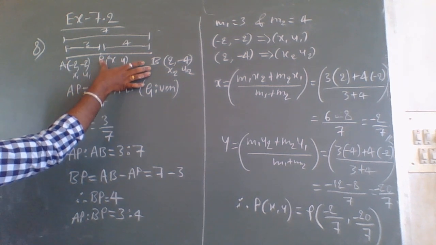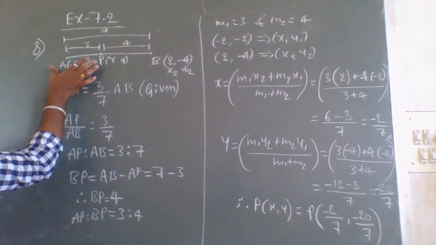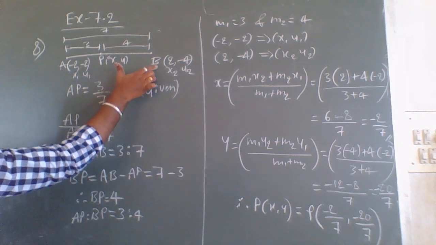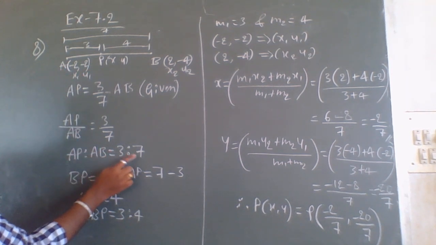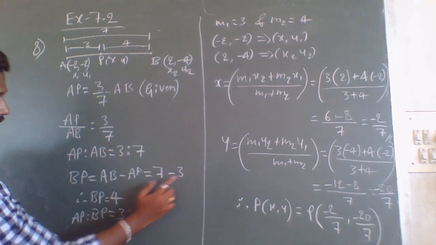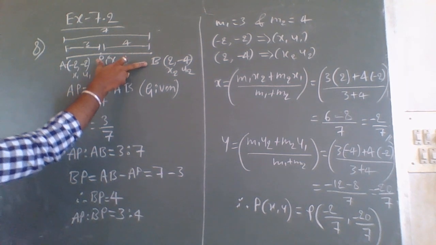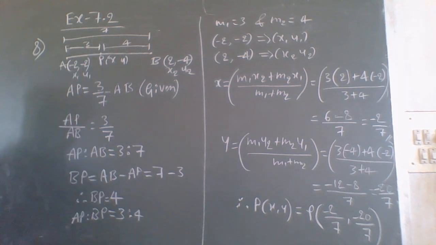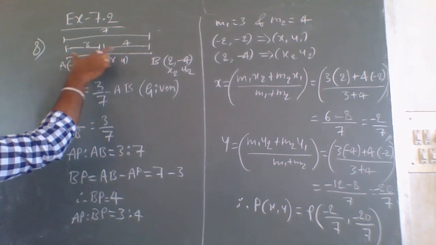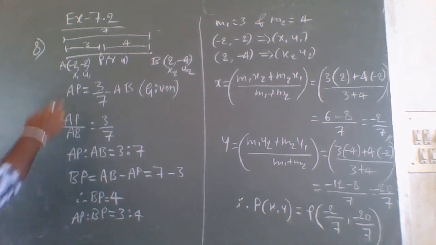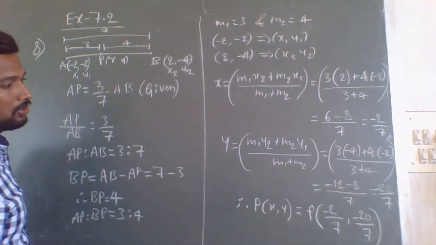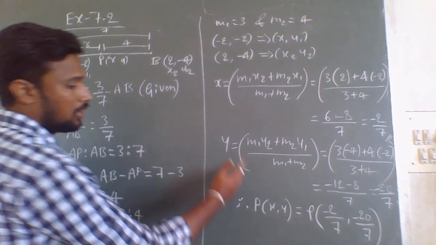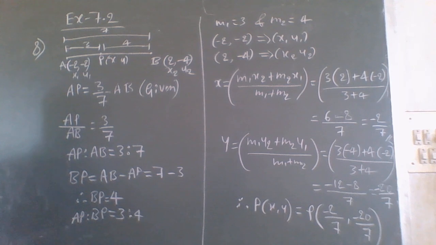So to calculate BP, what did we do? BP is equal to the full length AB minus AP. AB value is 7 and AP value is 3. Therefore 7 minus 3 is equal to 4. So we got the value of BP as 4. Now we have the values of AP and BP, 3 is to 4, which are the m1 and m2 values, and these are the x1 y1 and x2 y2 values. By using the x coordinate and y coordinate formulas, we can calculate the coordinates of point P.